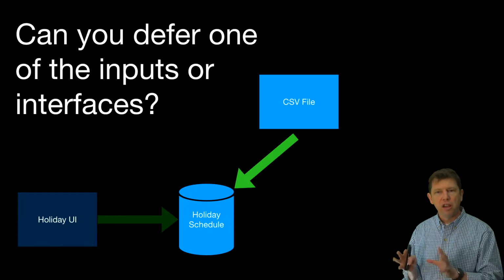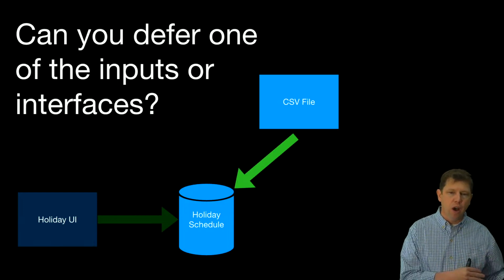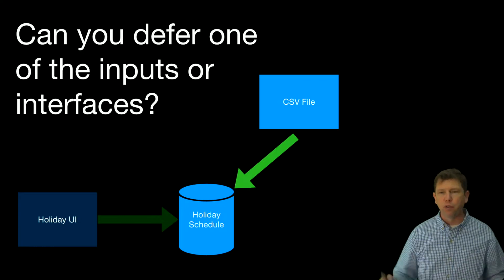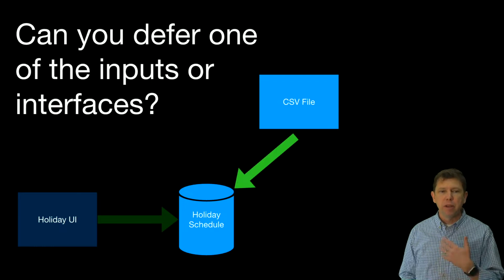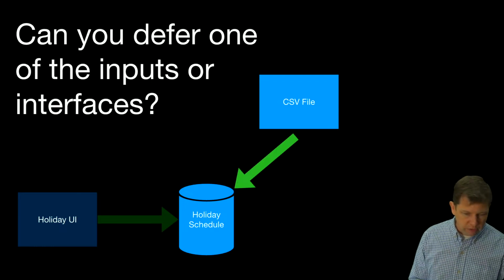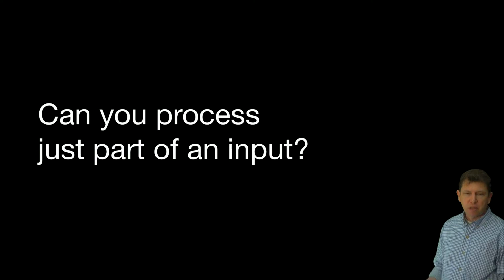So they said, we want the holiday capability, but we'd rather defer the UI because once we load in the CSV file, we're good for a year. And in the next year, there's a whole lot of other things that are more important to us. So that would be an example of deferring one of the inputs or the interfaces. Can you process just part of an input?